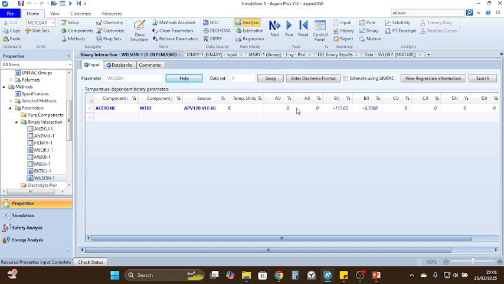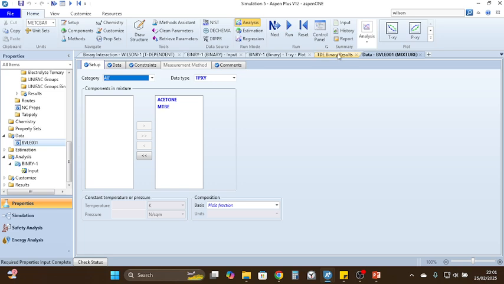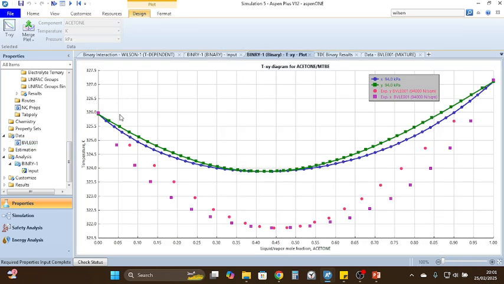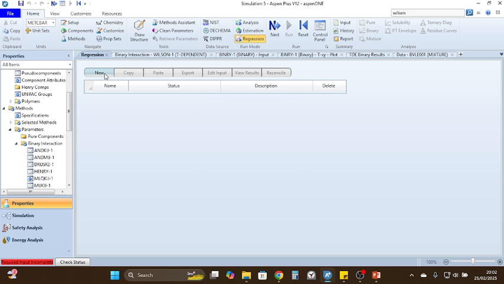The parameter values over here are set to 0. So that is why there is so much deviation that is taking place. So we are going to use this experimental data in order to update the parameter values of the Wilson model. So we are going to go to home and select regression. We are going to do a new regression.